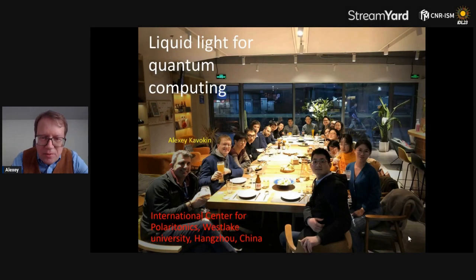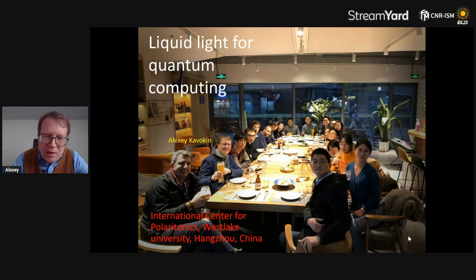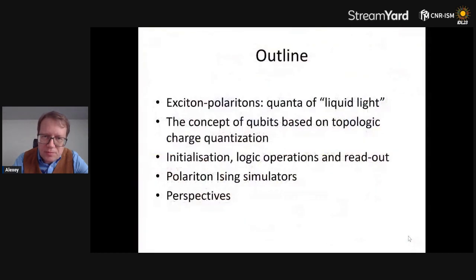If screen sharing works. So this is a recent photo taken at some group gathering in China. In 5 years, we built an international center for polaritonics, world first. And in this center, we study liquid light. Today I will tell you what liquid light is and how it can be used to make a quantum computer.